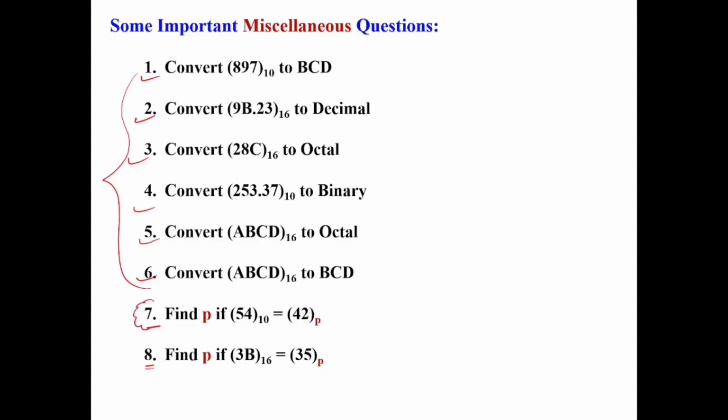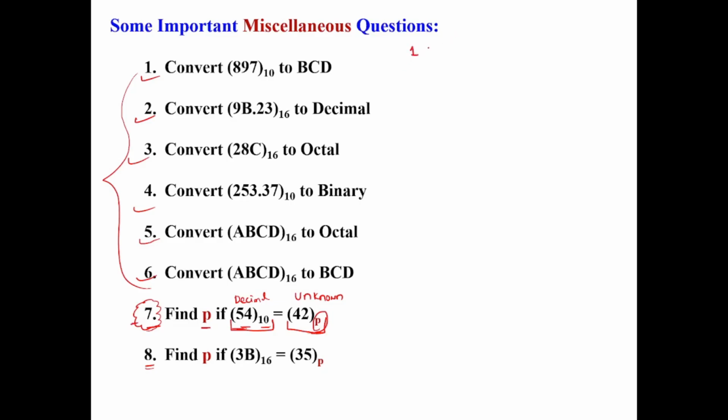First, I am going to solve question number 7, where we have to find the value of P if this is equal to this. That means this is in the decimal number system because the base is 10, and this is in an unknown number system, that is P. We have to find this P value. Before I solve this question, I am going to give you a simple example.